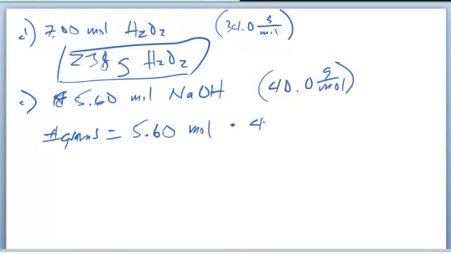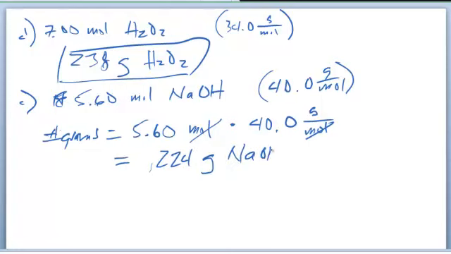An alternative way of converting moles to grams is if you multiply by the molar mass with these units. I think you can see that the moles cancel out, and you're essentially going to multiply 5.6 times 40, and the answer there is 224 grams of sodium hydroxide.